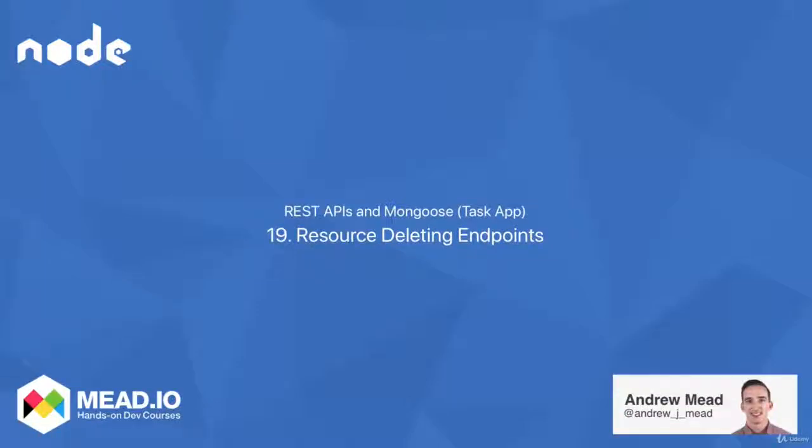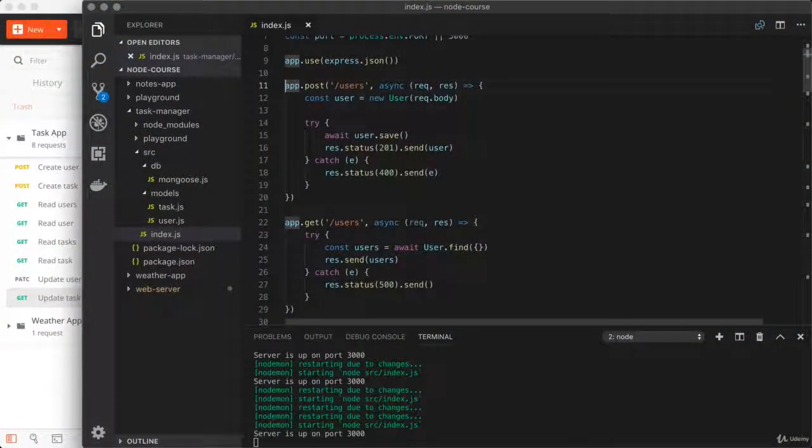In this video, you'll learn how to set up an HTTP endpoint for deleting a resource. We will eventually need two, one for deleting users and one for deleting tasks. We'll focus on deleting users together, and deleting tasks will be your challenge. So far, we have 4 different routes for working with our users.